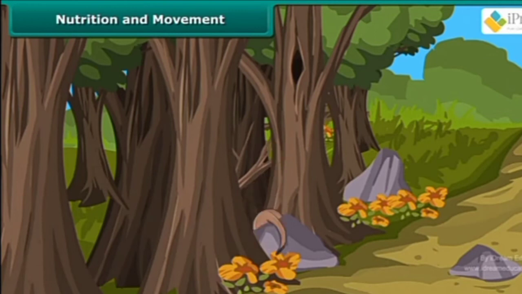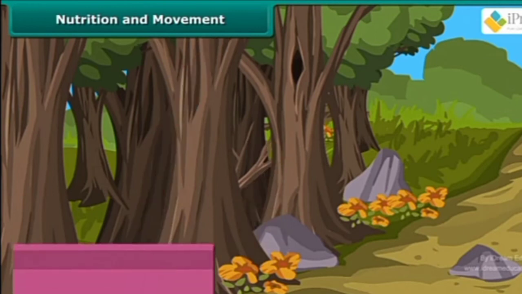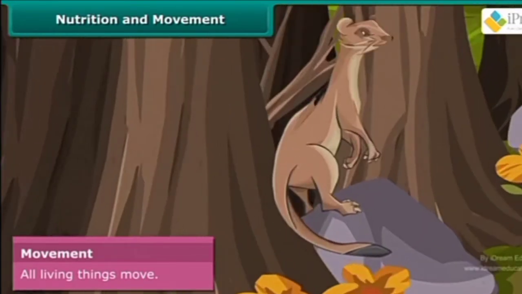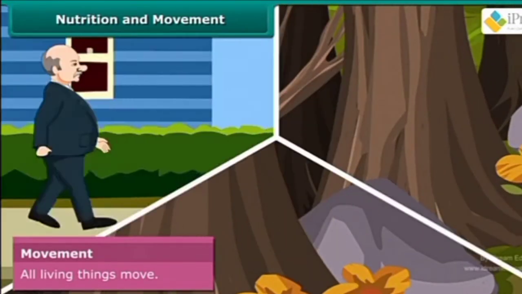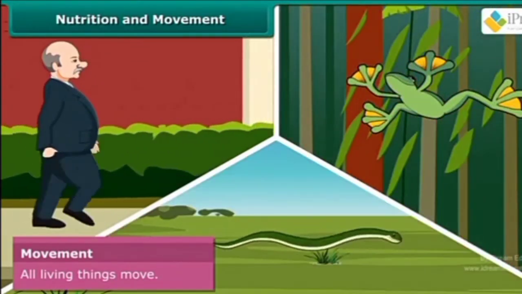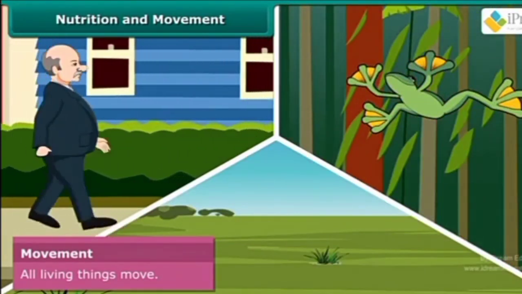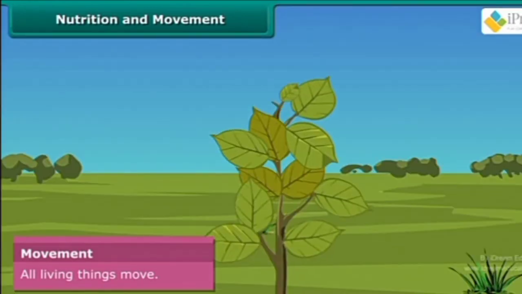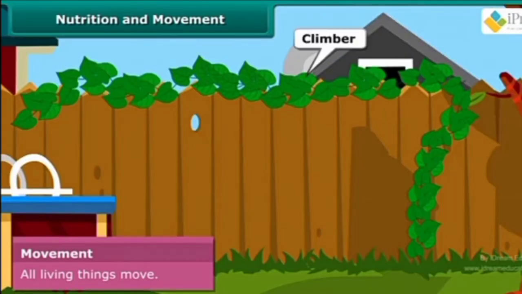Another important characteristic of living organisms is movement. All living things move by their own accord. People walk, frogs leap, snakes crawl; these are actions of movement. Similarly, plants also make some movement, but they do not change their place. For example, climbers move towards the support.